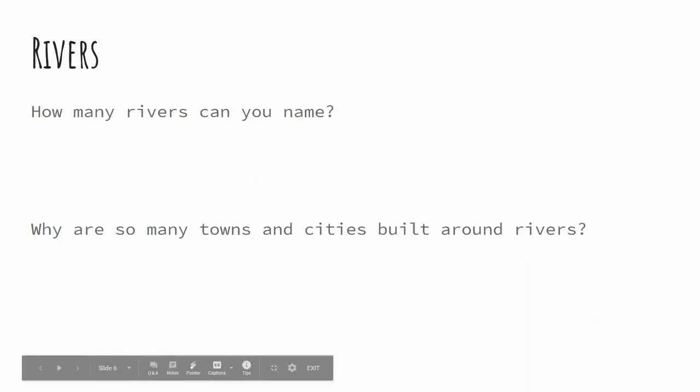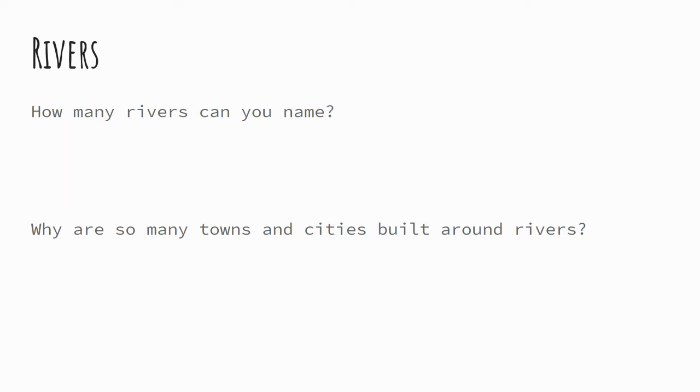Again, time for you to stop here and have a look at these two questions. Firstly, how many rivers can you name? That's up to you. Maybe you can only name one, but I'm sure we can all name at least one from our London topic earlier this year. And secondly, a bit of a thinking outside the box question for you. Why are so many towns and cities built around rivers? So the opportunity for you to pause the video now.